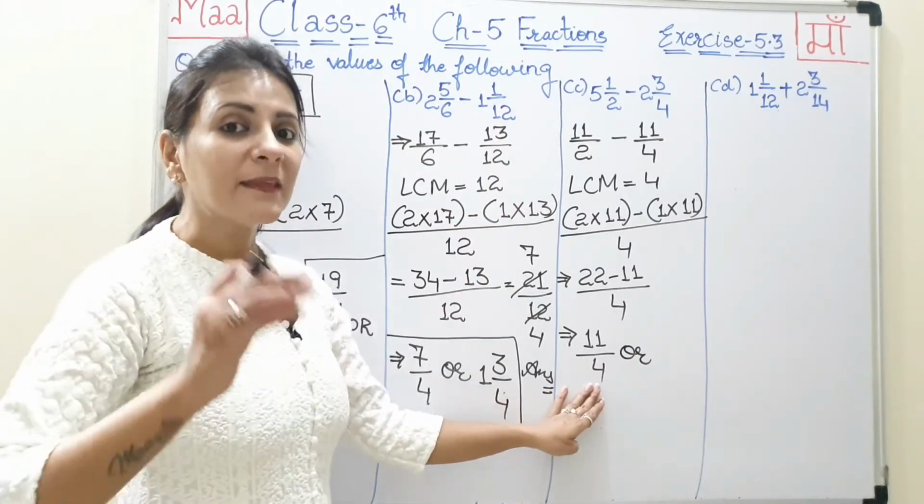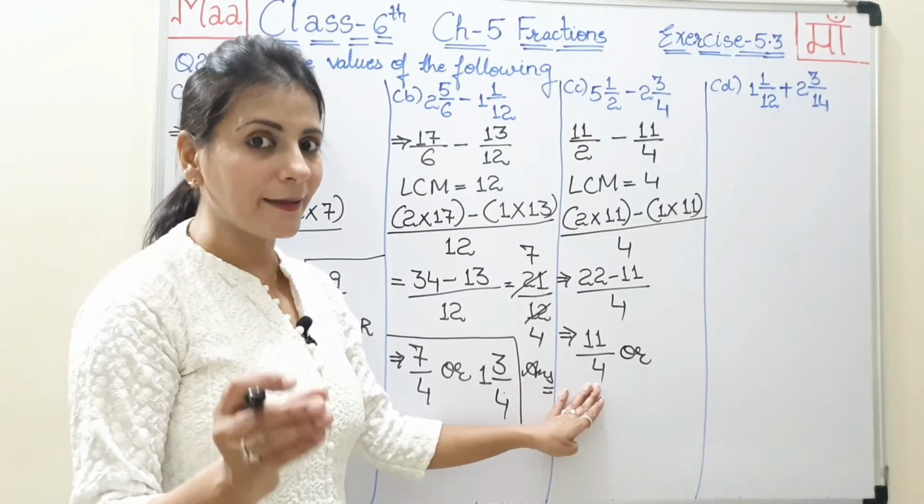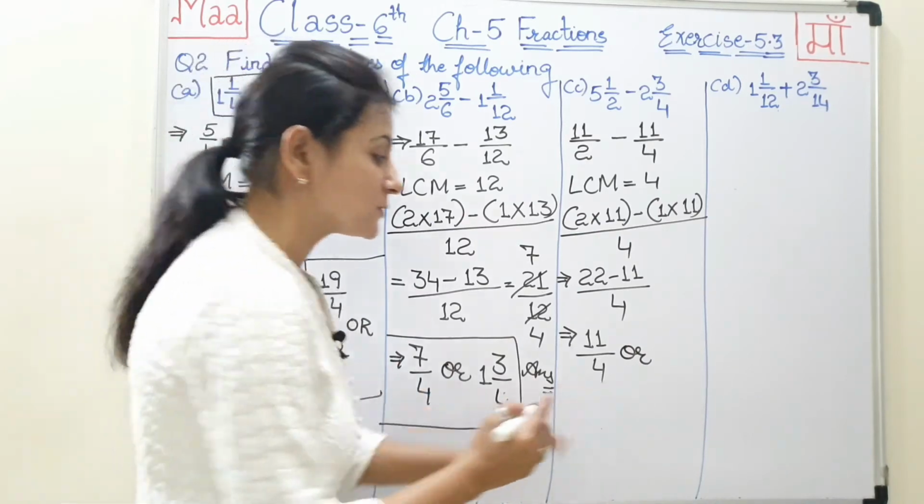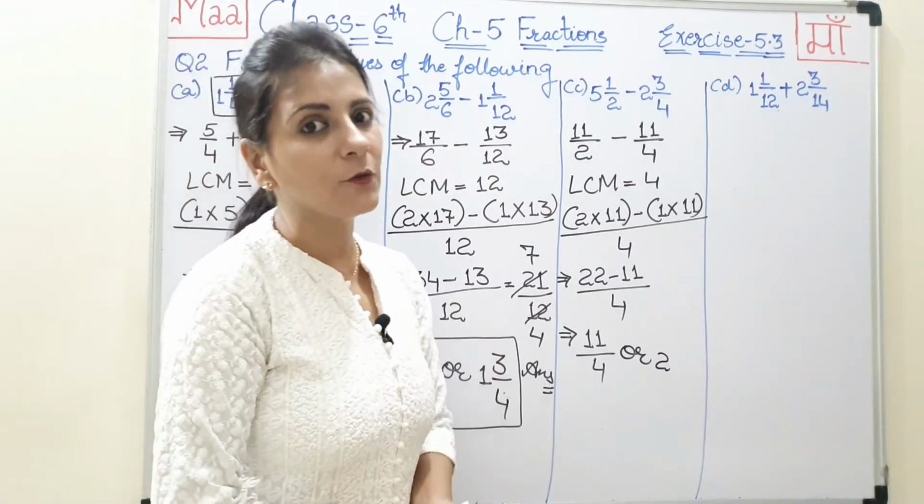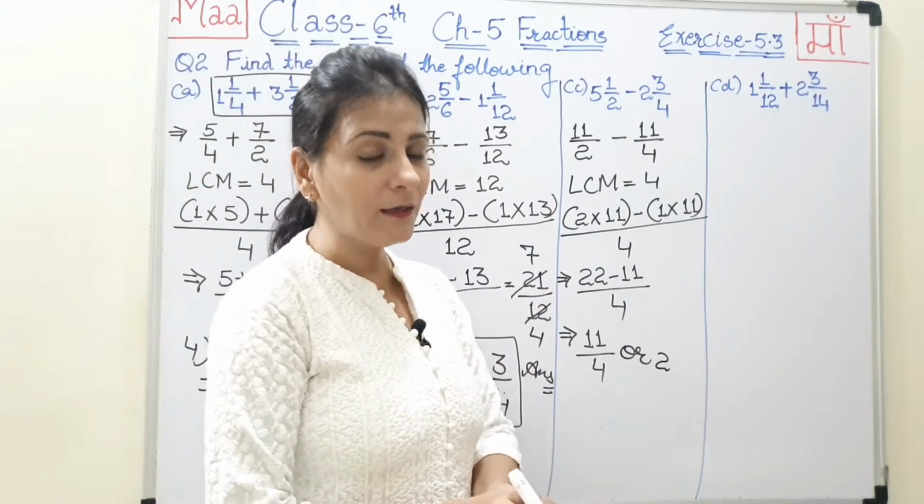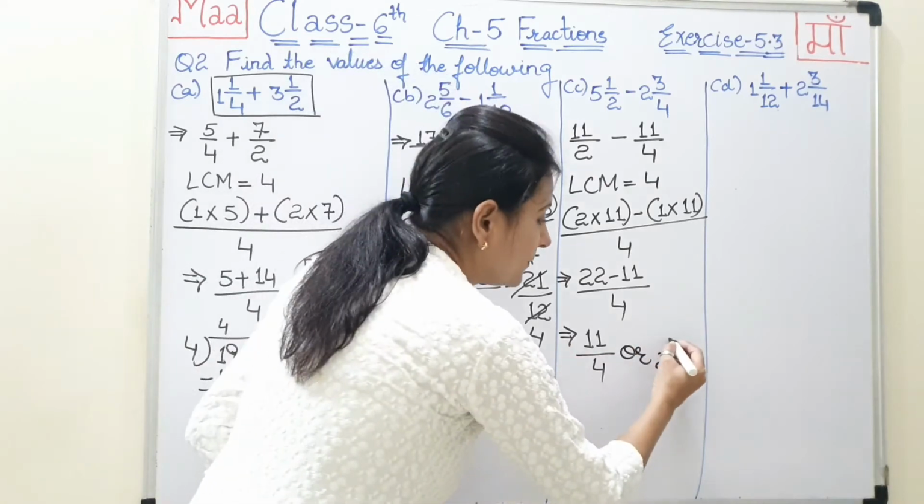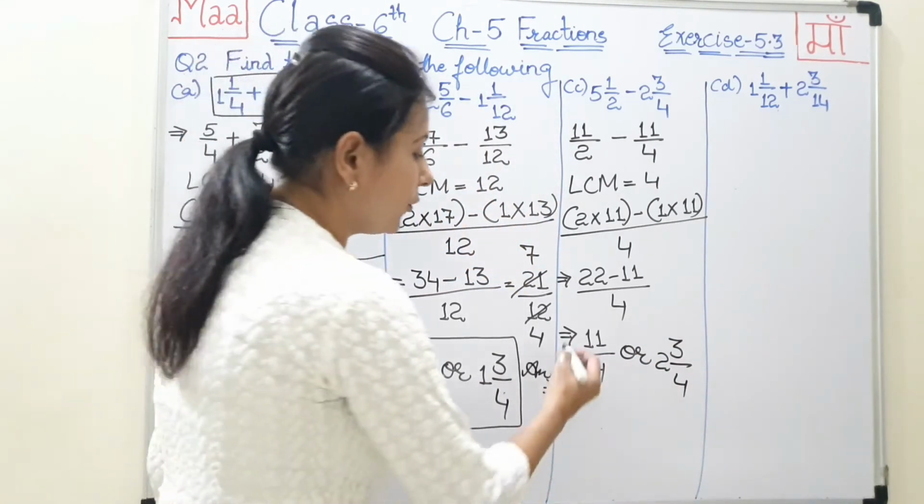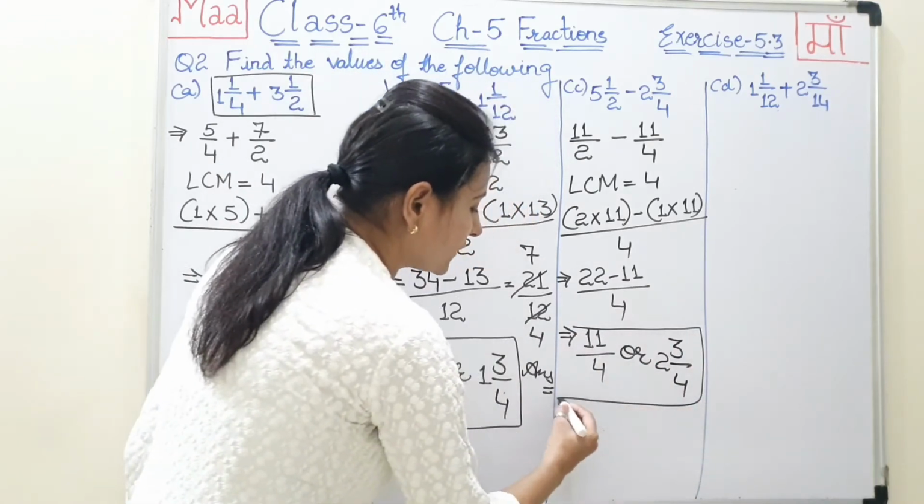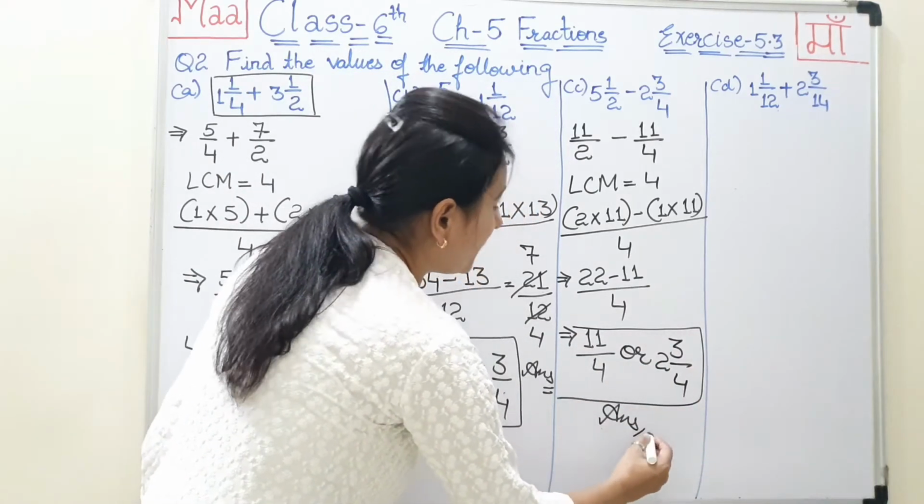In the table of 4, the number smaller than 11 is 8 and it comes 2 times. So in the center I will write 2. So out of 11 we have used 8. So how much is remaining? 3 is remaining. So that 3 will come in the numerator and in the denominator will come number 4 as it is. So this both are the answer of part C.